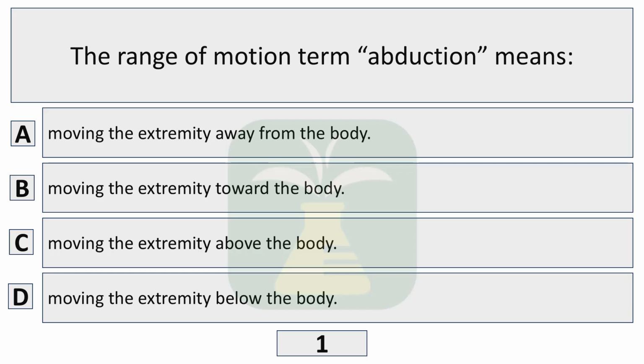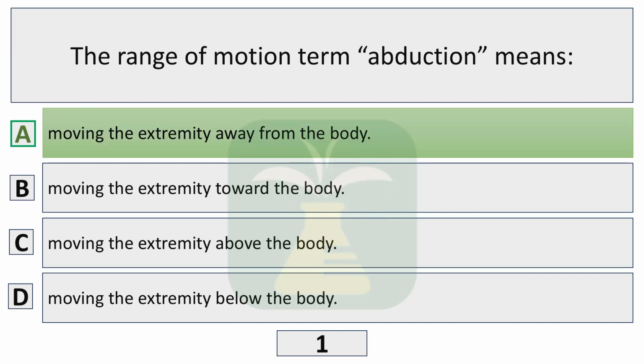The range of motion term abduction means A, moving the extremity away from the body, B, moving the extremity toward the body, C, moving the extremity above the body, D, moving the extremity below the body. Correct answer, A. Moving the extremity away from the body. To abduct is to move away. To adduct is to move closer or toward.